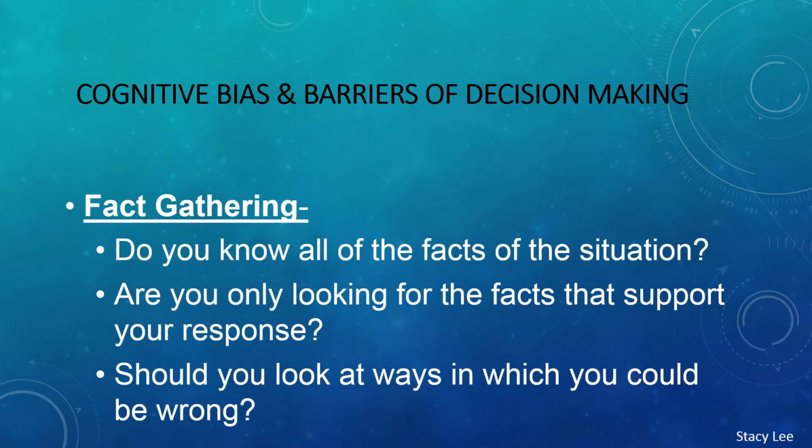Next, there's the possibility of cognitive bias and barriers to decision making. First of all, does the professor know all of the facts of the situation? Is he only looking at facts that support his response and his reasoning for not passing her grade? Should we look at ways in which we could make an alternative solution?